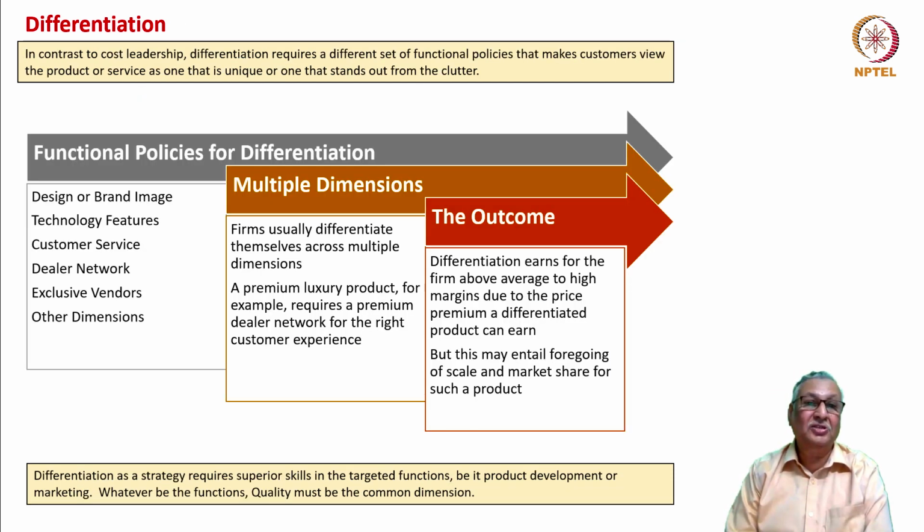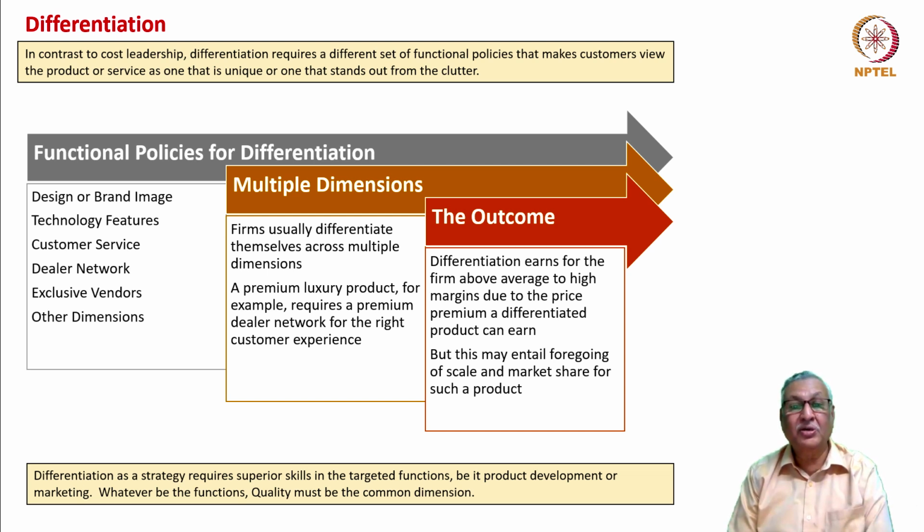In contrast to cost leadership, differentiation requires a different set of functional policies, and these make customers view the product or service as one that is unique or one that stands out from the clusters. So there are three aspects to differentiation. One, functional policies that are required for differentiation, that is the design or brand image, technology features, customer service, dealer network, exclusive vendors, and other dimensions.